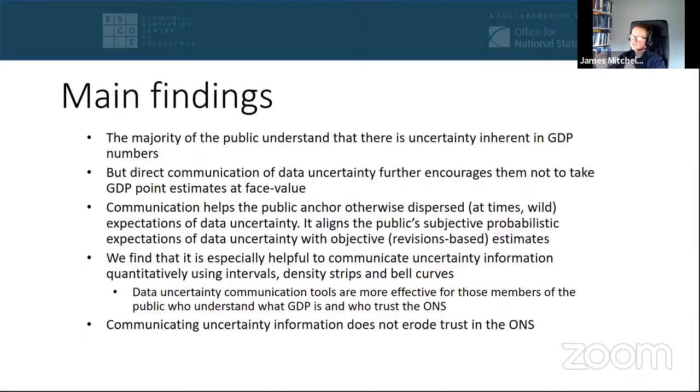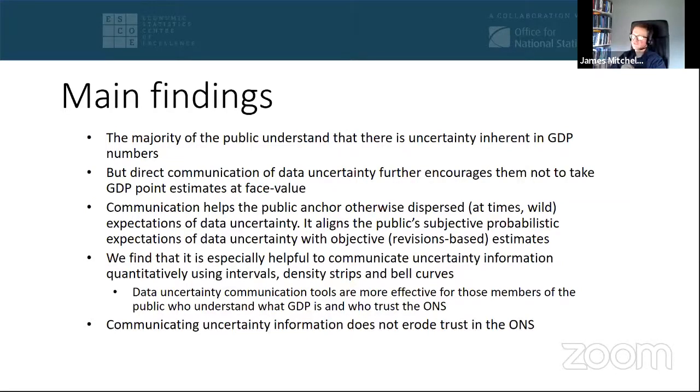As I say, we find it particularly effective to communicate that uncertainty information quantitatively using these intervals, density strips, and bell curves. We also find, drawing on what Johnny said, that there are important heterogeneities between different members of the public, as teased out via those introductory questions I mentioned. In particular, those who understand what GDP is, who pass the GDP test question and who do trust the ONS, the communication tools are particularly effective on them, but they still work, albeit to a lesser degree, for the residual members of the public.